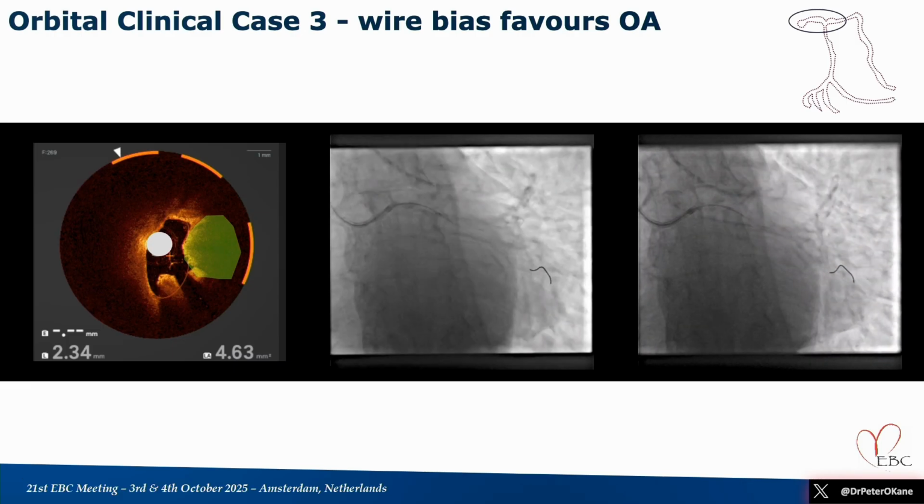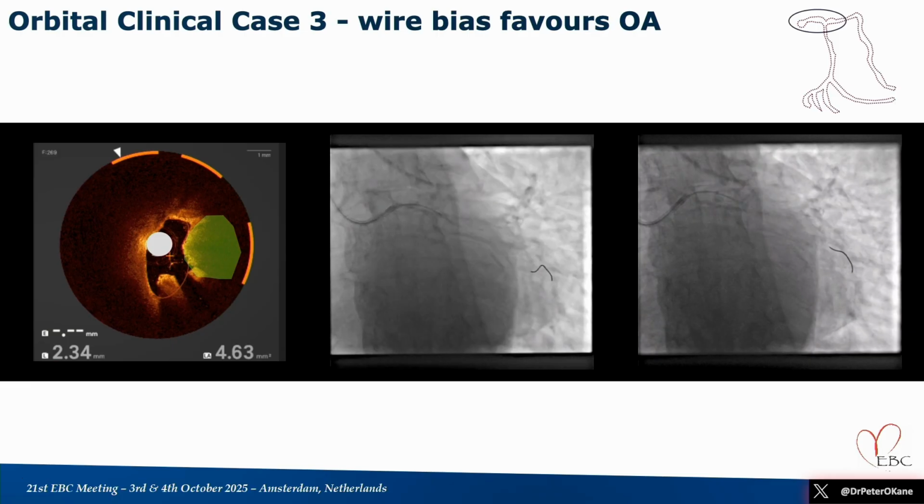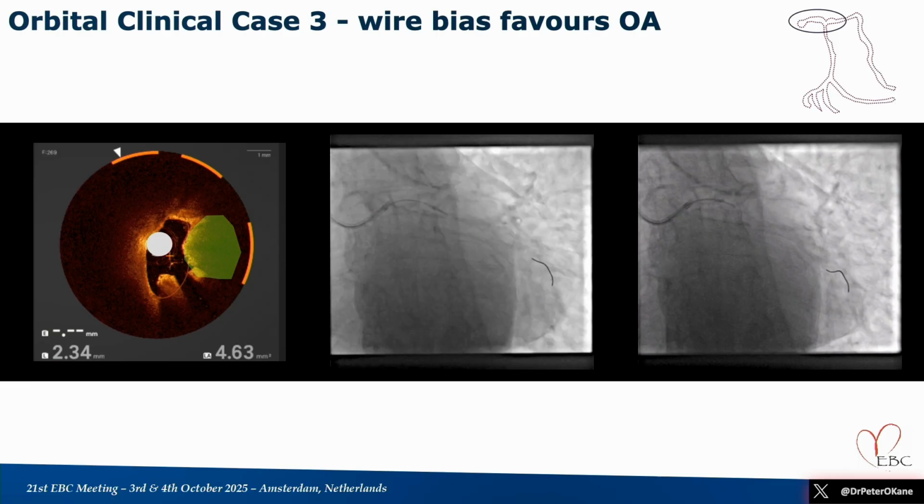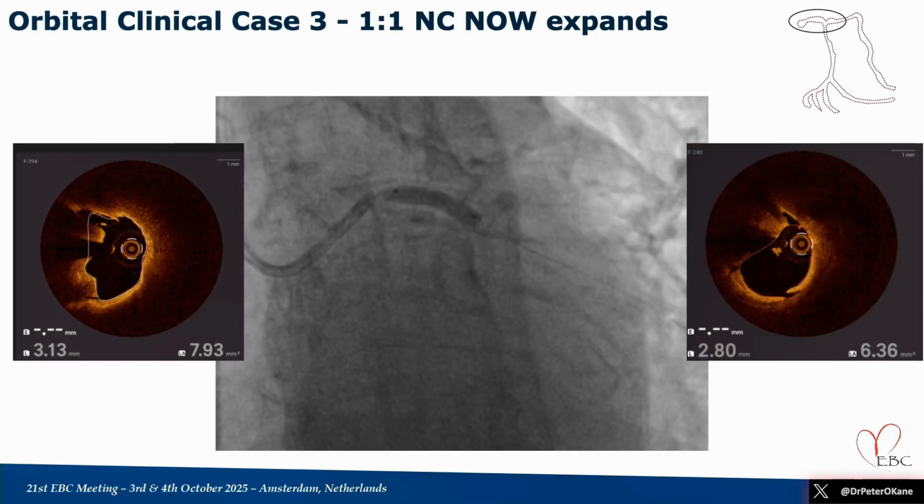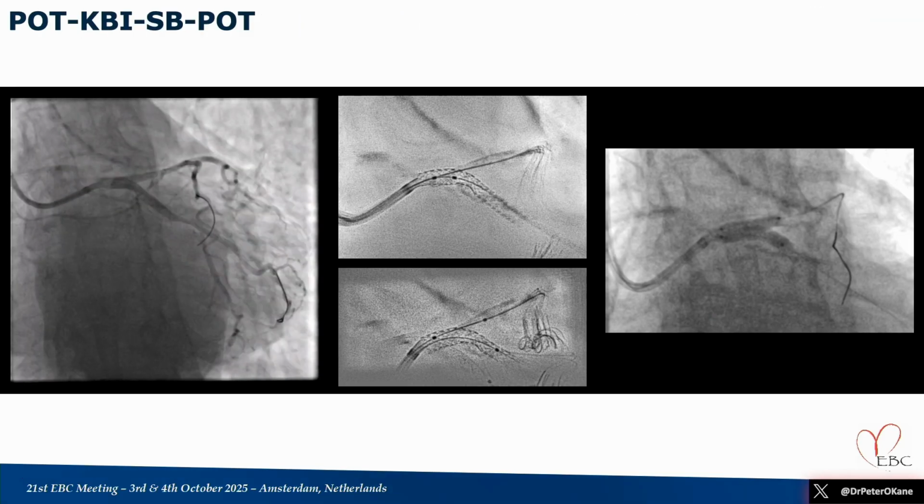We're a 6 French system, so 175 is not going to have a big impact. So for me, this is an orbital case because I think it's going to be much more effective. And rather than just putting a stent in at this point, we take the orbital down, and after we've done some orbital, we get a really good result with ballooning. Then we're in the bifurcation.